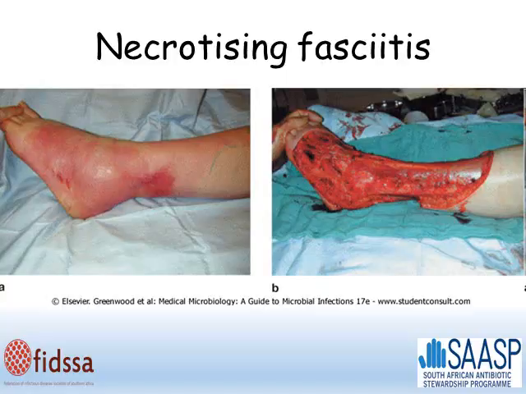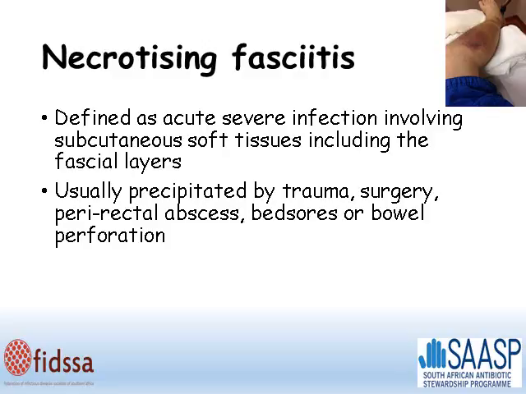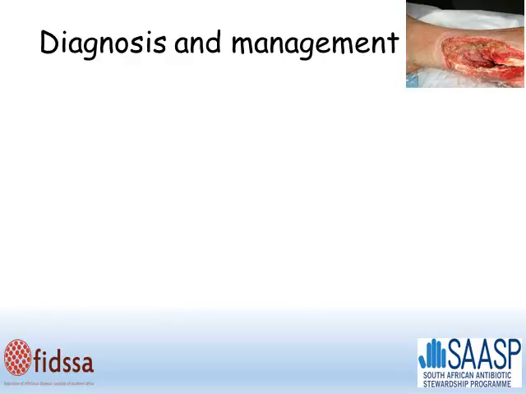Moving on to necrotizing fasciitis. This is defined as acute severe infection involving subcutaneous tissues, including the fascial layers. Usually it's precipitated by trauma or surgery, a perirectal abscess, perhaps bed sores, or a bowel perforation. It's usually polymicrobial, that is to say there are multiple different species of bacteria causing the infection. These include streptococci, enterobacteriaceae, and anaerobes.